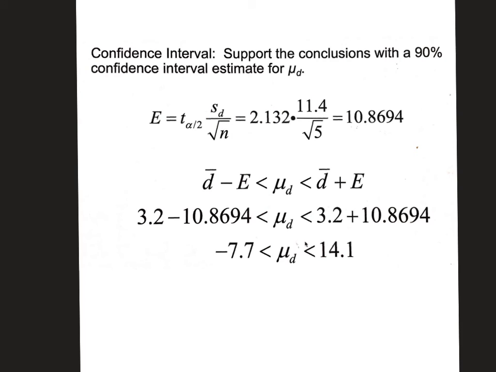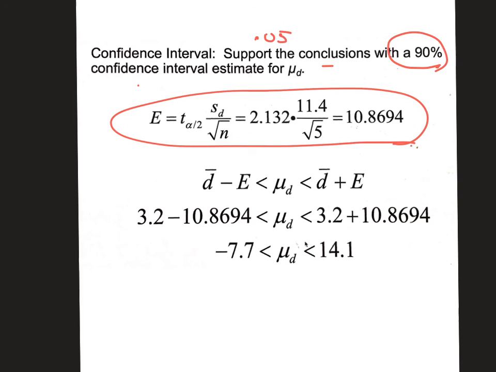The other way to do this is by confidence interval. So here's what I did. Because we were using 0.05 and it was one tail, I doubled the 0.05 to 0.10. That left me with a 90% confidence interval. I calculated E using our formula and got 10.8694. I added it to my D-pooled and I subtracted it from my D-pooled, and I got these two numbers.